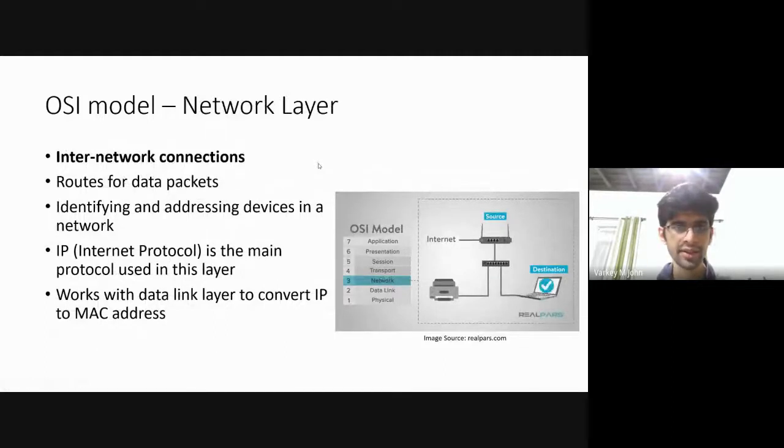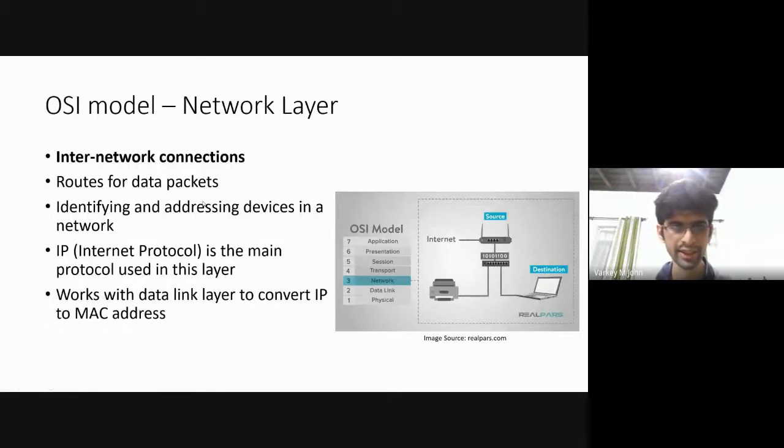Then the network layer uses IP addresses to send data. It is basically for inter-network connections, from one device in a network to another device in a different network. For those kinds of connections, you use IP addresses. That happens in the network layer. It is used for identifying and addressing devices in a particular network, and IP is used for it, and it is also used for routing data packets.